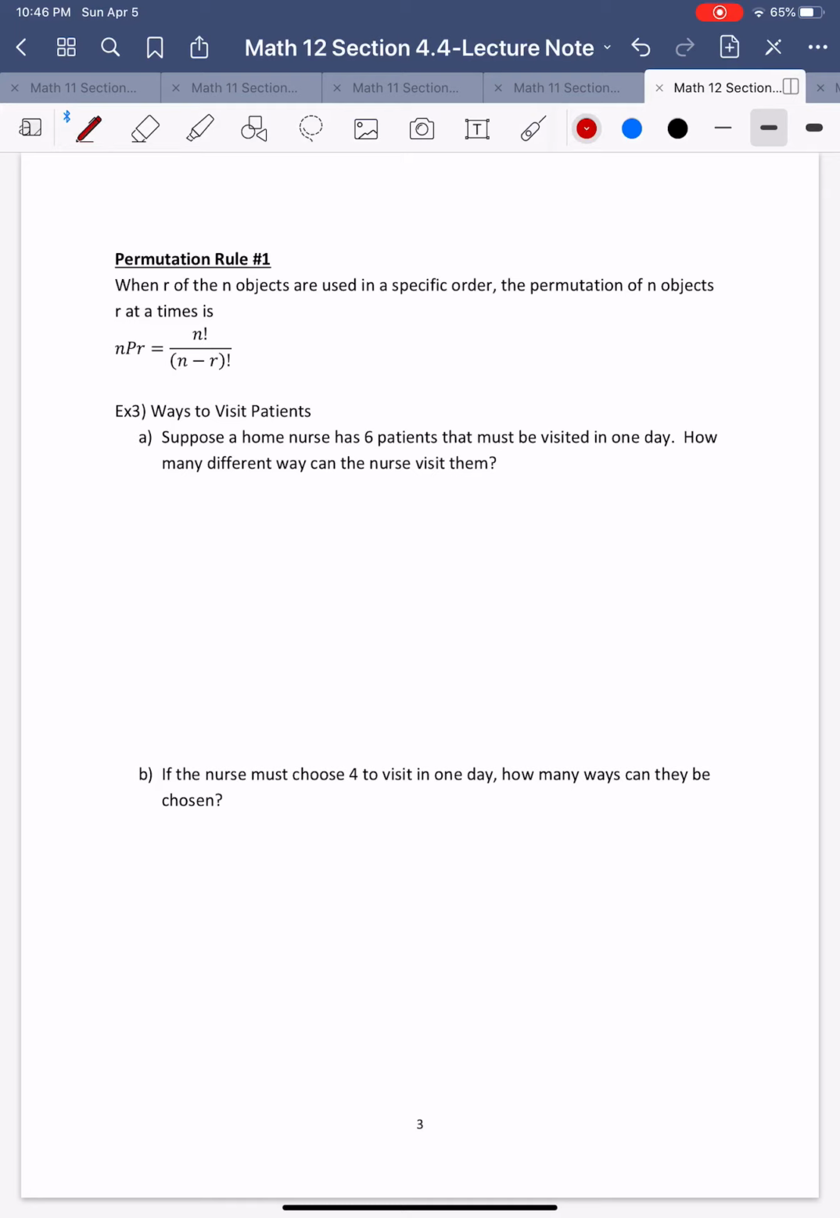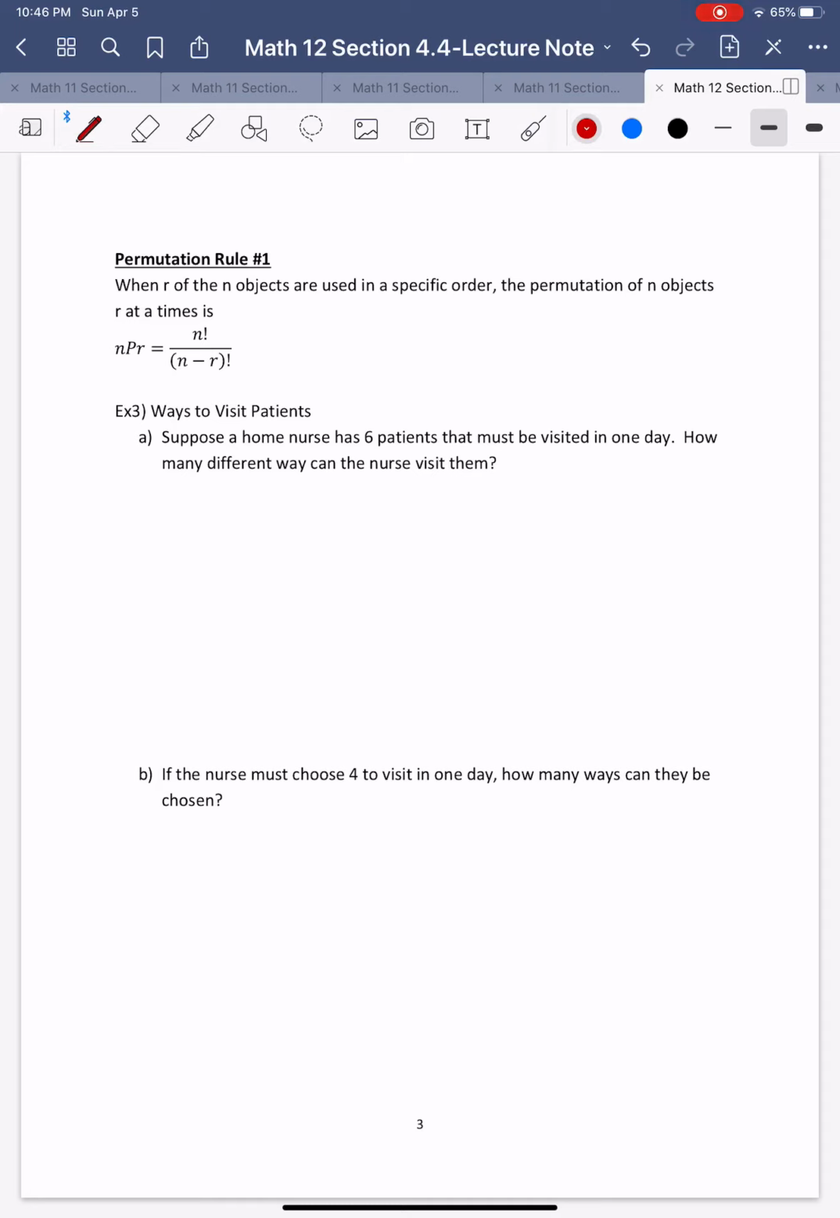So permutation rule number 1. When r of the n objects are used in a specific order, the permutation of the n objects taken r at a time is nPr. It's going to be n factorial over n minus r factorial.